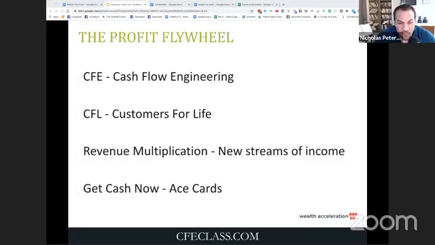The third being the revenue multiplication. So if you have a business or an offer or an income stream and the cash flow has been engineered, so it's as profitable as it can be given the circumstances, you have the customers for life baked in, you retain people, you market, you sell effectively, you get a lot of referrals, culture is good, all that stuff.